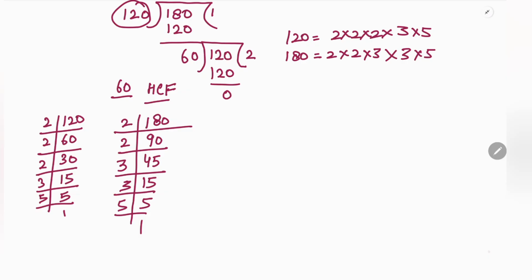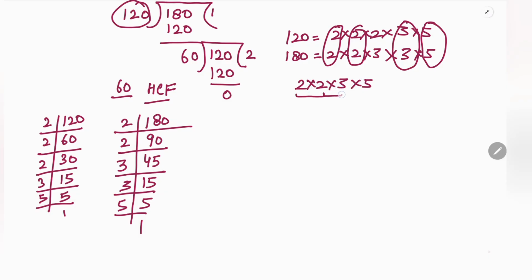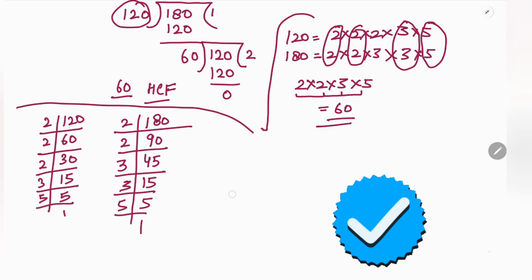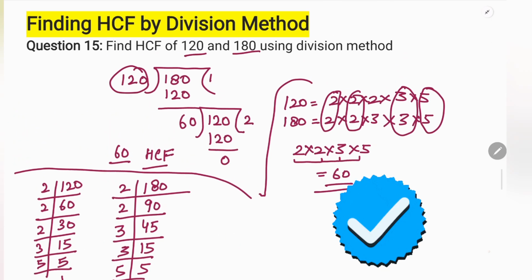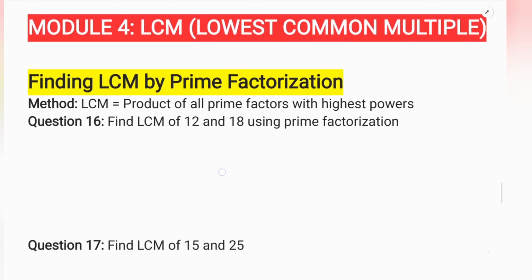Common: 2, 2, 3 and 5. 2 times 2 times 3 times 5, right? 2 times 2 is 4, 4 times 3 is 12, 12 times 5 is 60. So HCF is 60. Either you find it by this method or by the division method, you will get the same answer, but we should know the division method as well. Okay. Now after that, module 4 is what?